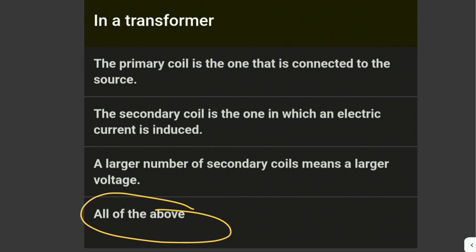AC flowing in wires wrapped around an iron core magnetizes the core and in turn produces a changing magnetic field on the core. So this changing magnetic field generates a voltage in a neighboring coil of wire depending on the number of turns on the wire in the primary versus the secondary coil, and a smaller or larger voltage can be induced in the secondary coil.